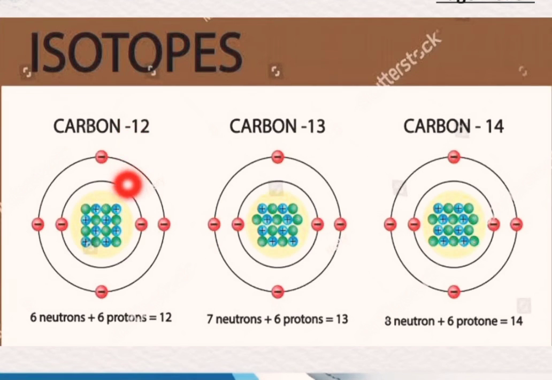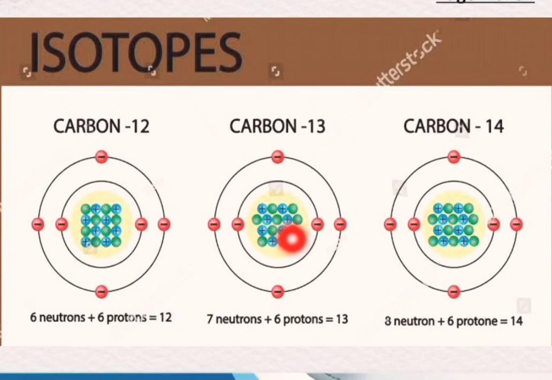Students, as you can see in this picture, these are electrons present around the nucleus, and the nucleus contains neutrons and protons, and there are 6 neutrons and 6 protons. As you all know, students, the number of electrons is exactly the same as the number of protons. So there are 6 electrons present in carbon 12.